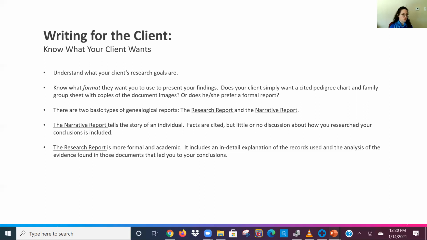Then you have two different types of actual research reports that you could write. There is the narrative report. This tells the story of an individual. Facts are cited, but there is not a whole lot of discussion about how you did your research or how you reached your conclusions. And then there's the actual research report, which is more academic, and you spend time actually explaining what documents you used, what evidence those documents presented, and then giving your analysis on what these documents actually prove.